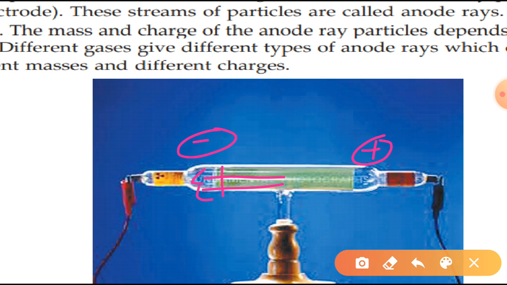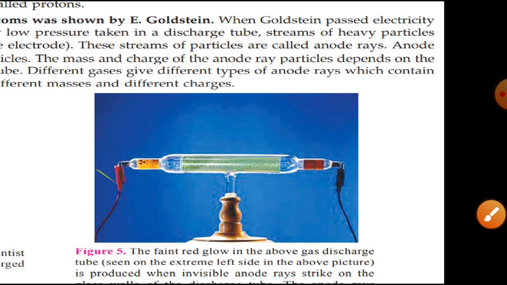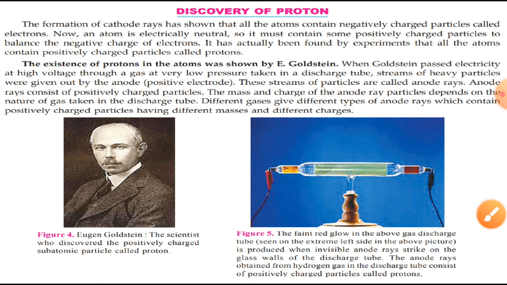Now, students, it was noted that the nature of these canal rays depended on the nature of the gases taken, because when a gas got ionized, it released an electron and a positive cation. Every gas will have a different cation. That's why the nature of canal rays was different for every gas. Okay, now we have seen how the canal rays were discovered and how the proton was discovered.